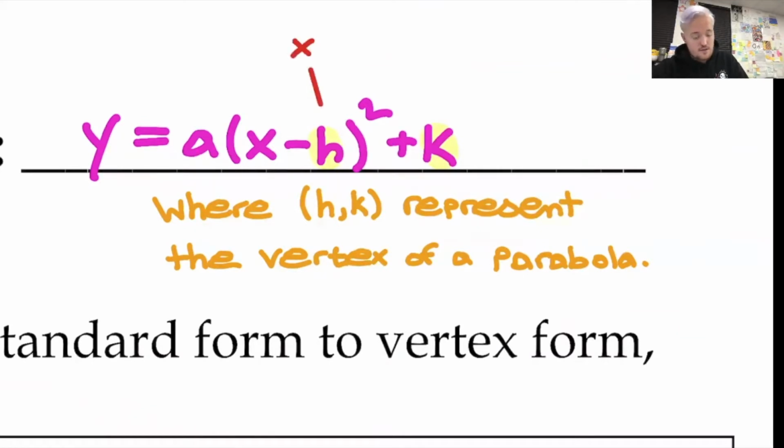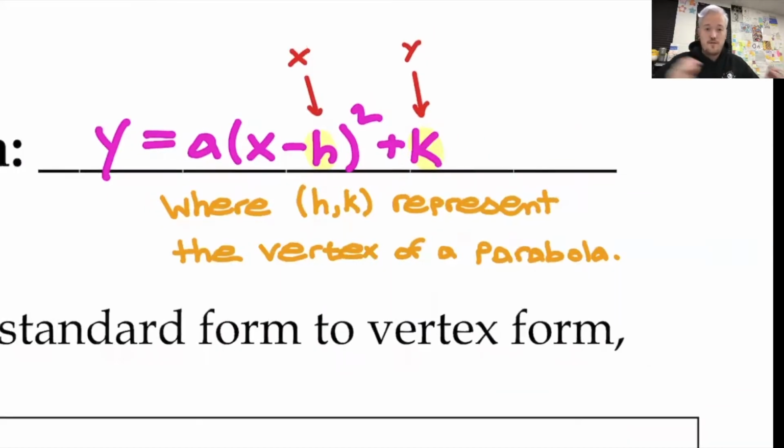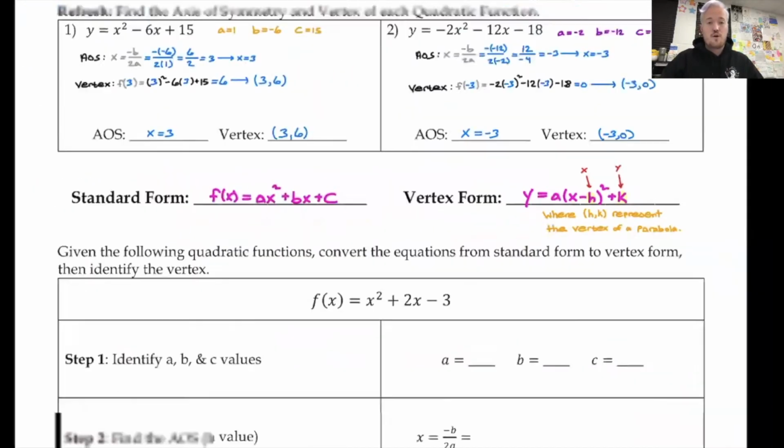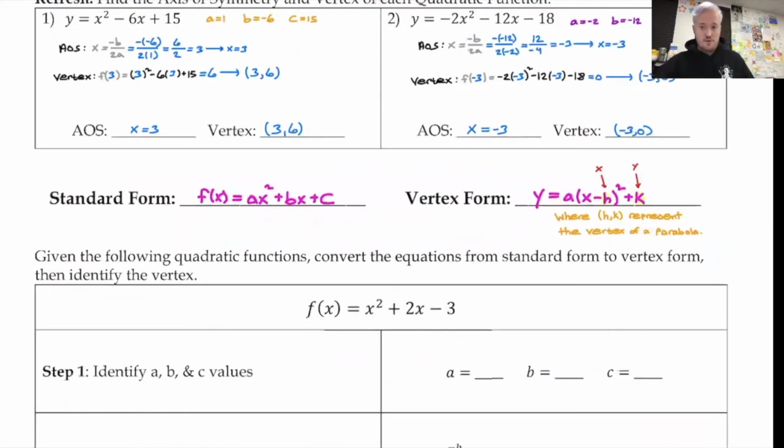Now your h and k here represent the x and y values of the vertex respectively. So your h value is actually the x value of your vertex, and the k value is the y value. Now, we have to use those different letters because we were using a different form. So just keep in mind, h comma k actually represents the vertex of your parabola. All right, so we're going from standard form to vertex form. There's a few steps that we're going to follow.